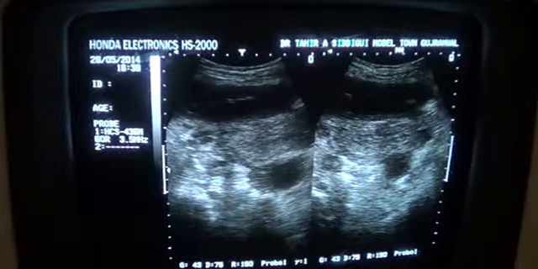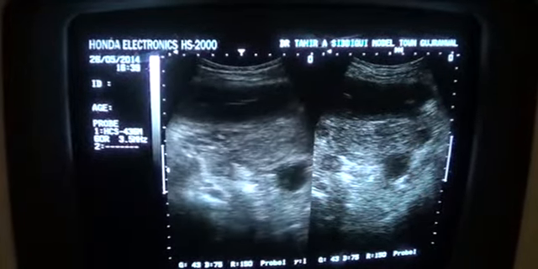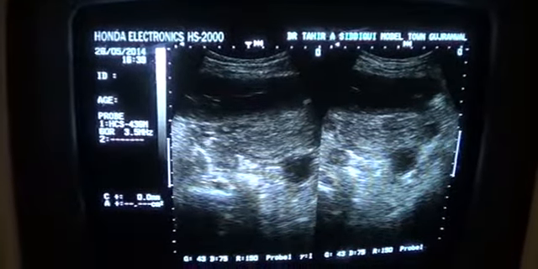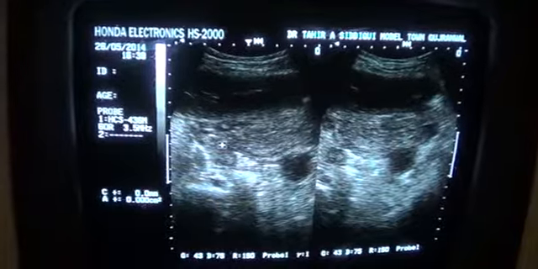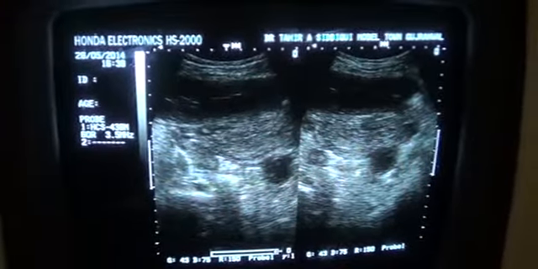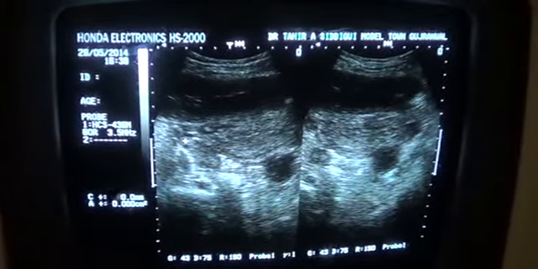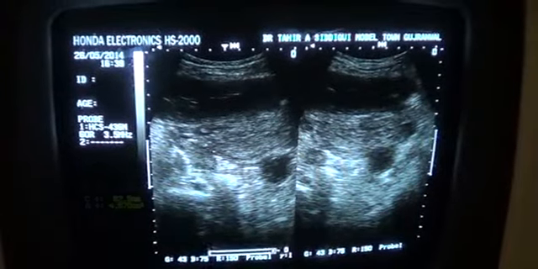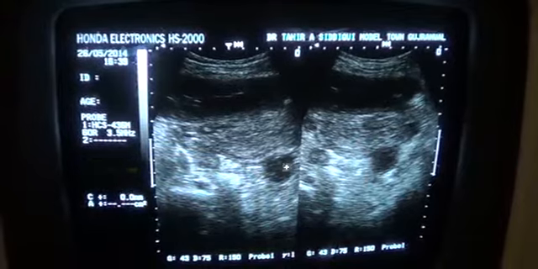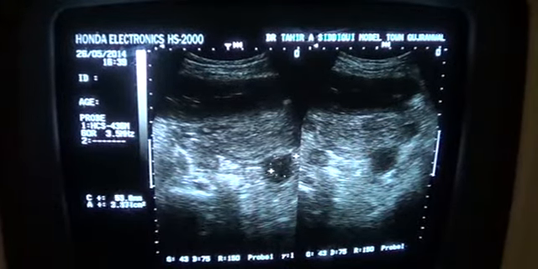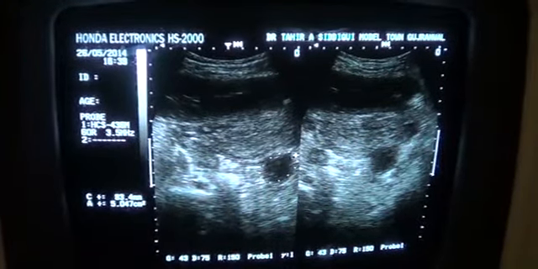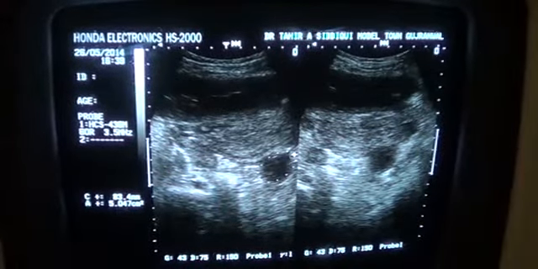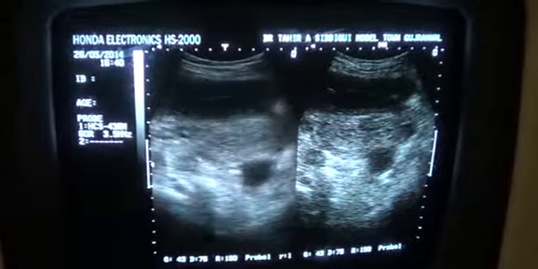Okay, here comes the right ovary in front of me. This is the right ovary, this one. And I tell you that this is the left ovary showing a follicular cyst.